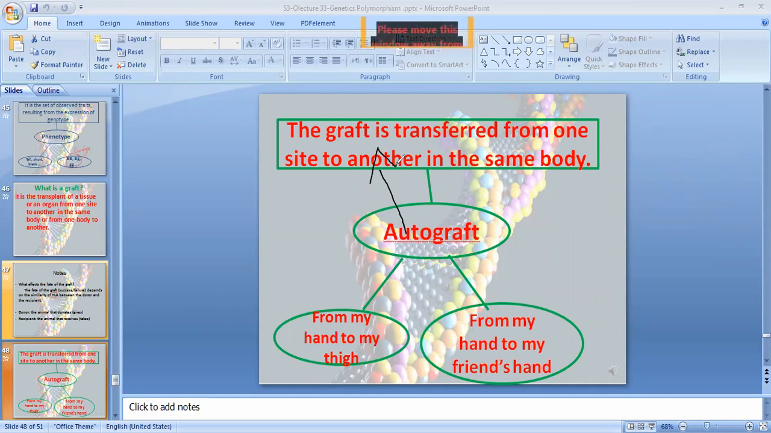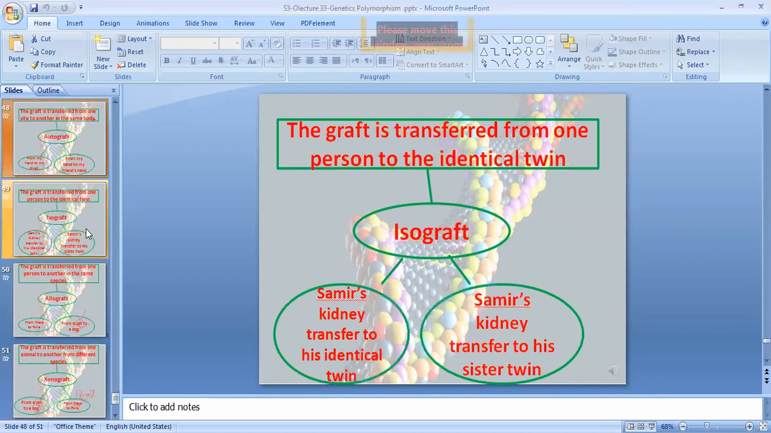Depending on this, an autograft is the graft that is transferred from one side to another within the same body. The example is from my hand to my thigh, not from my hand to my friend's hand. This is the first graft, and usually this graft is accepted since the cells within the same body have identical HLA. Moving to the second type of graft, it is called the isograft. Iso starts with the letter I.